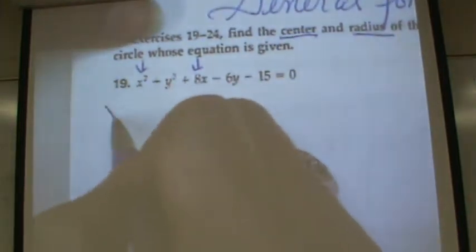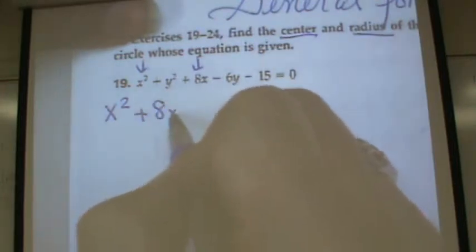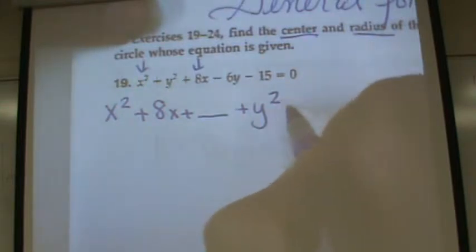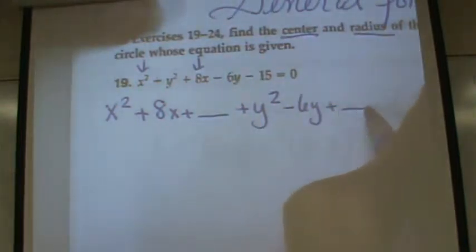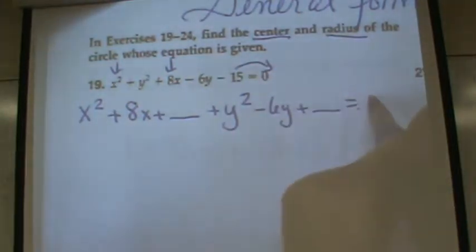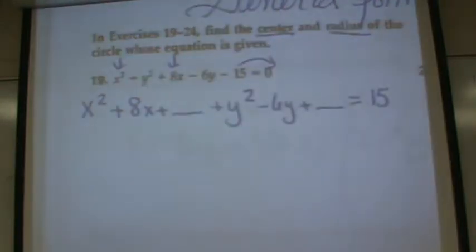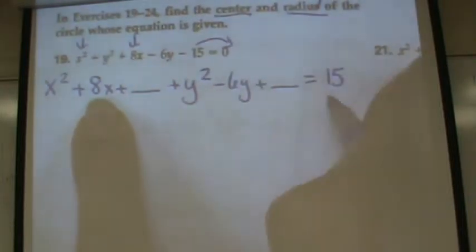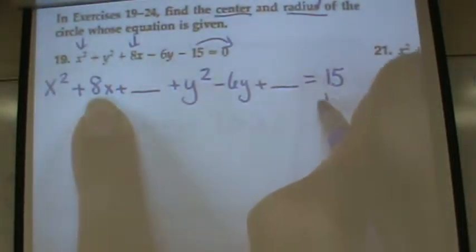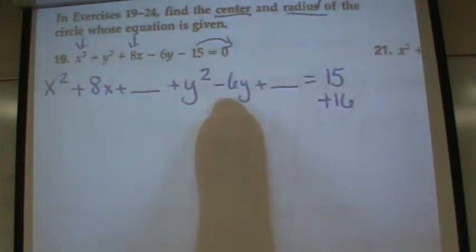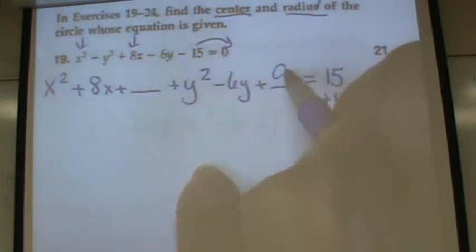First organize. Here's my x's right here. I'm going to write x squared plus 8x plus something. And then organize my y's: y squared minus 6y plus something equals what? What number gets thrown to the other side? 15. So you have 15 here. Now, we complete the square two times. What's half of 8? 4. And square it. 16. What's half of negative 6? Negative 3. And square it, 9.